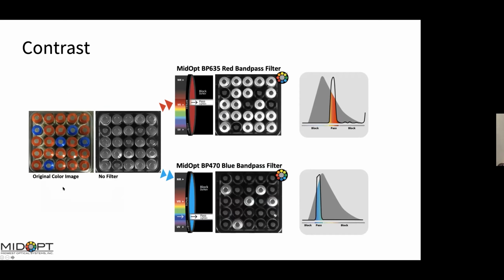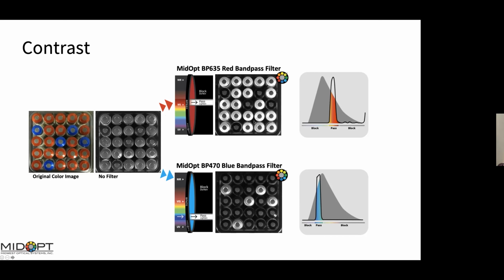Now here in this original color image with these red and blue caps, you can see that there's plenty of contrast. It's very easy to tell the red from the blue apart. But what if you had a monochrome system, a non-color system? Well, without a filter, it's more difficult to tell the red and the blue apart. But here I'm using a red bandpass filter. And what's happening is that the red wavelengths are being passed, as you can see in this little chart right here. The red wavelengths are being passed and the blue wavelengths are being blocked.